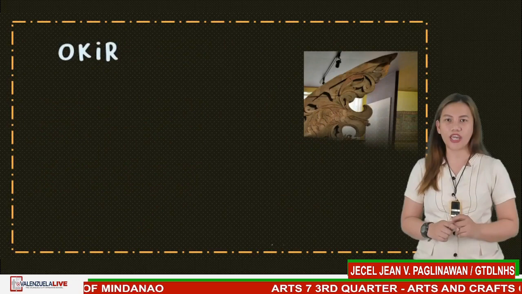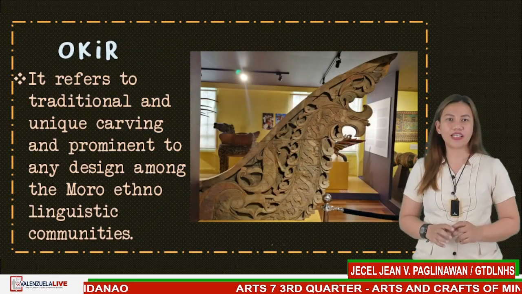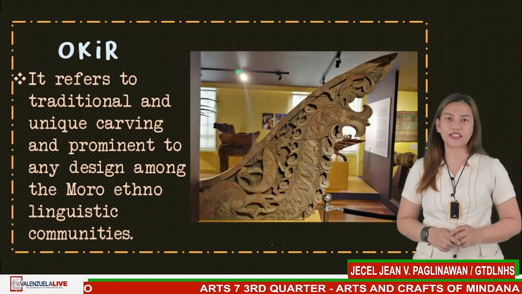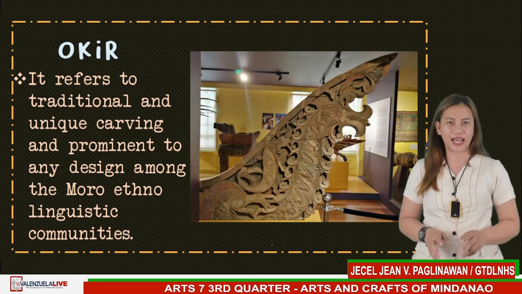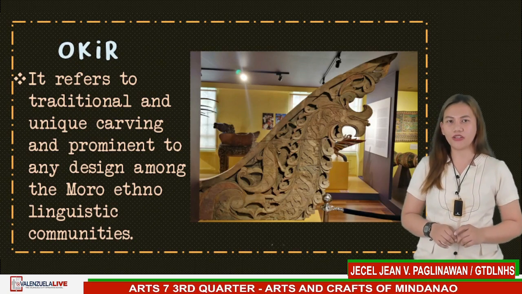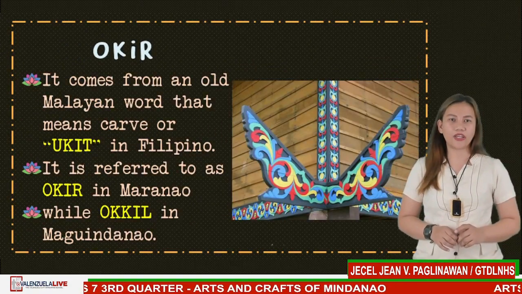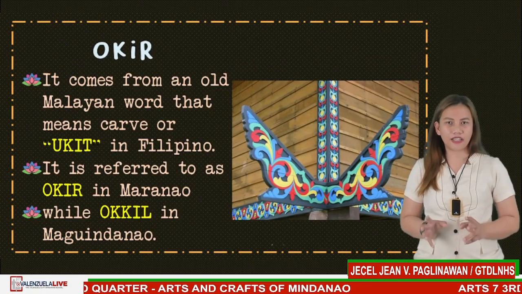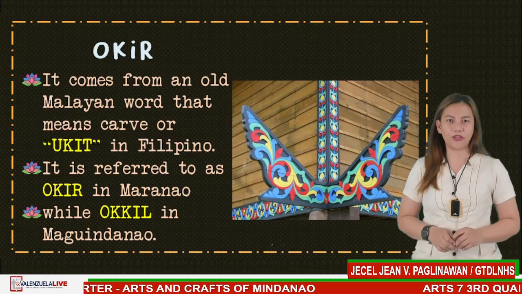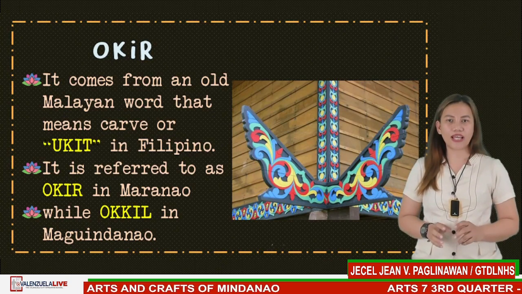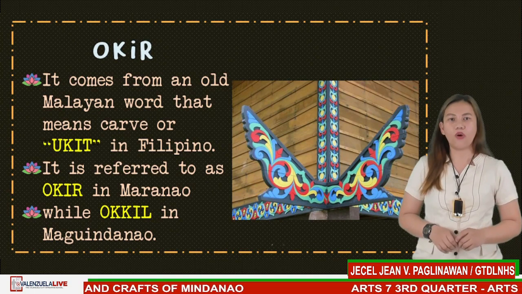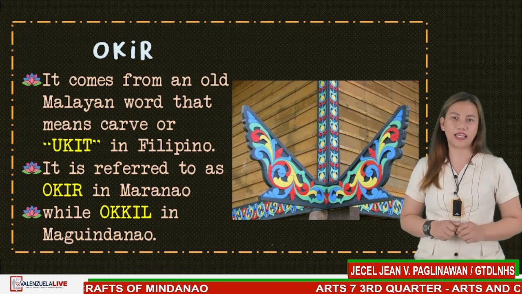Second is Okir. It refers to the traditional and unique carvings prominent in any design among the Moro ethnolinguistic communities. The name came from the old Malayan word which means carve, or ukit in Filipino. It is referred to as Okir in Maranao while Okil in Maguindanao.